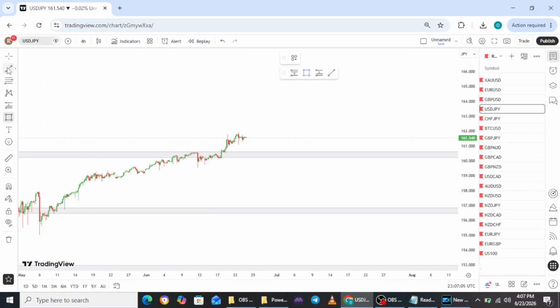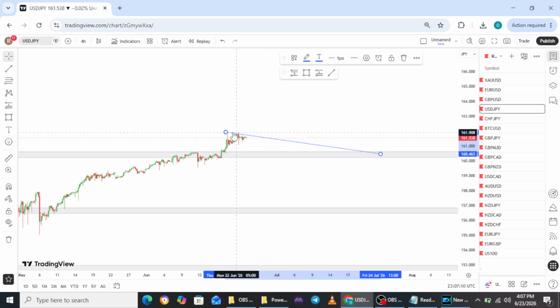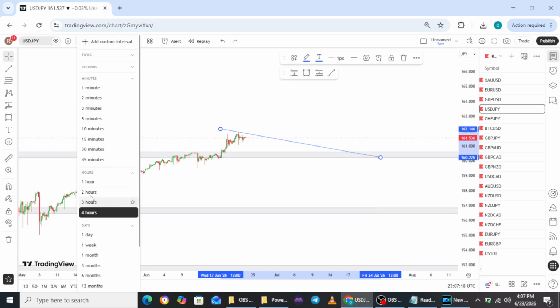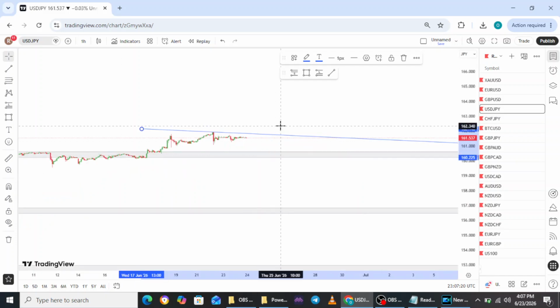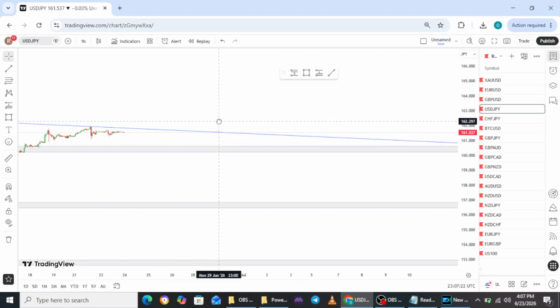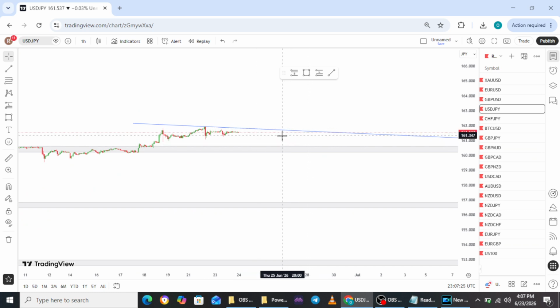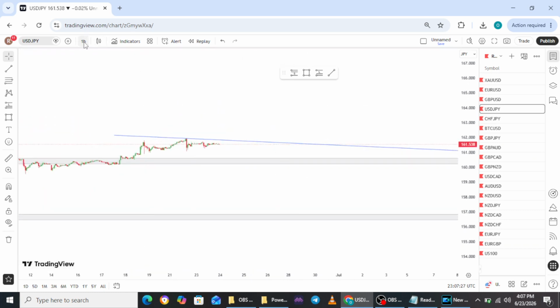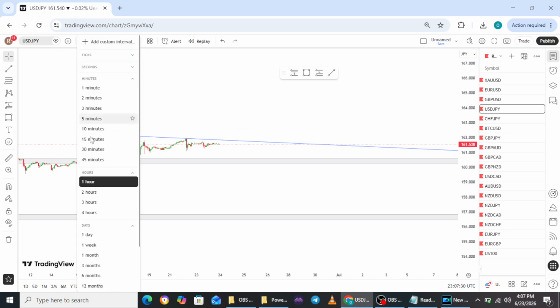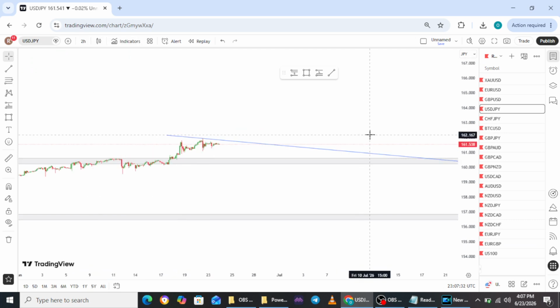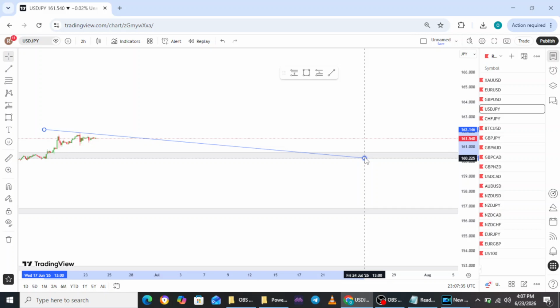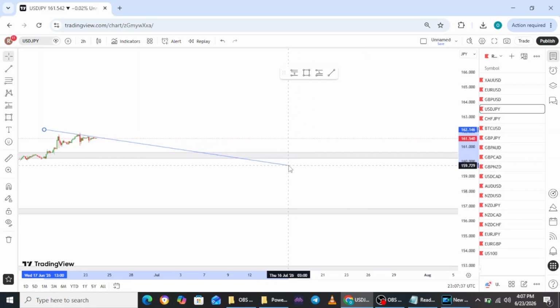Okay, now if you look very well, you can see a little bit of a trend line to the downside, not that visible. Okay, but let's go to a smaller time frame and see 1 hour. Okay, there's a level, though not too clear, but it will help you not to enter the trade too early, so that you don't get stopped out.